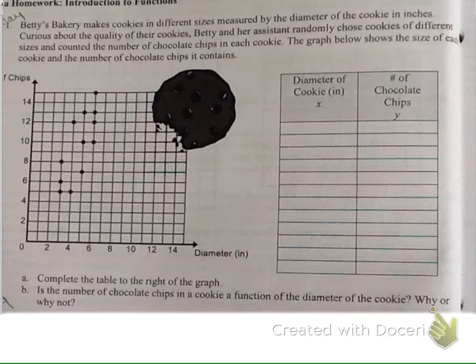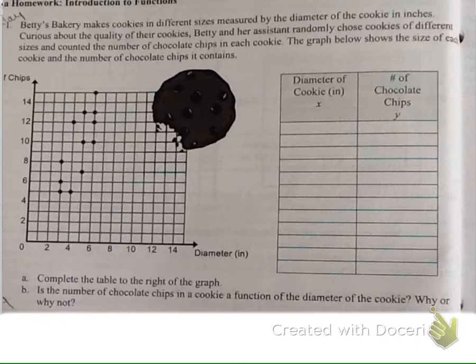My strategy for this was to start with the lowest number on the x-axis. So we have diameter of the cookie, which is basically how round it is. The diameter is from here to here. And then number of chocolate chips in the cookie. So when I look at diameter, looks like the first set of dots is at 3.